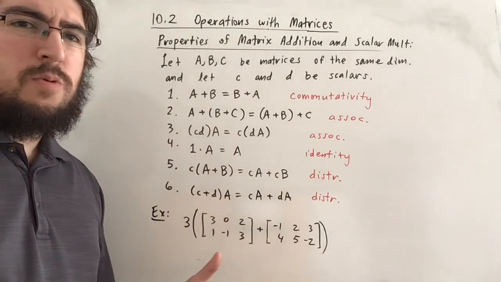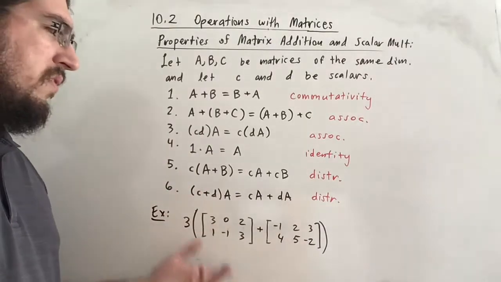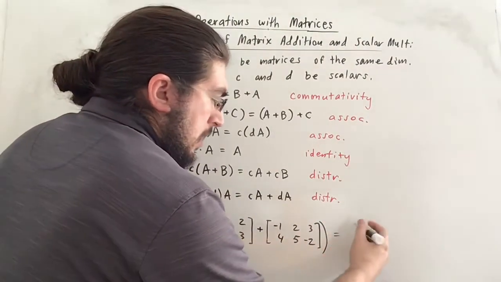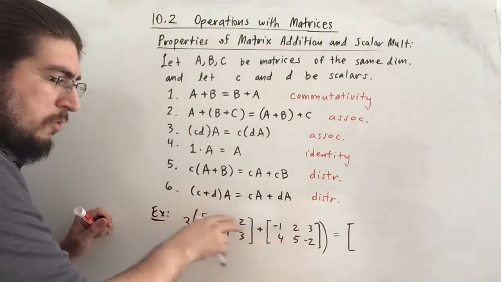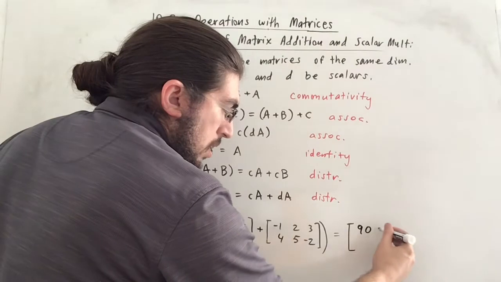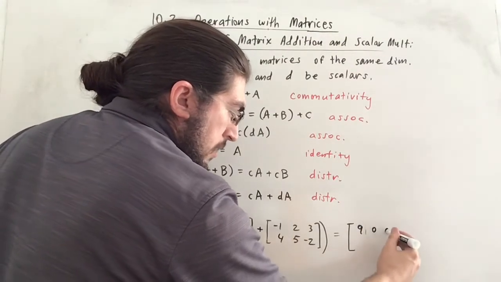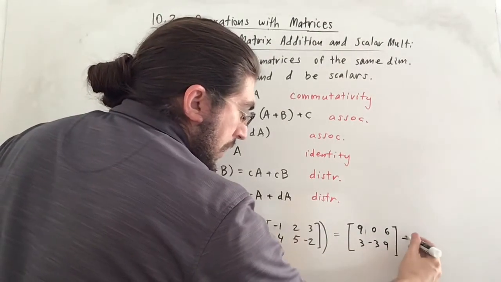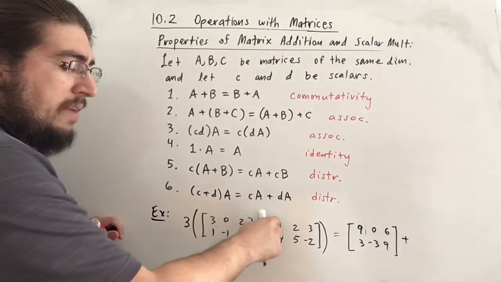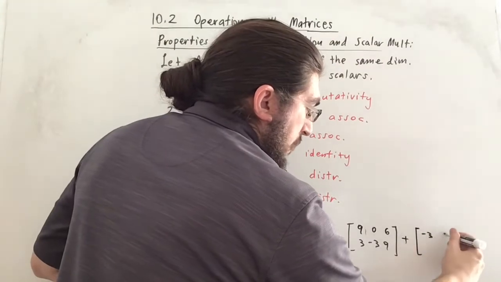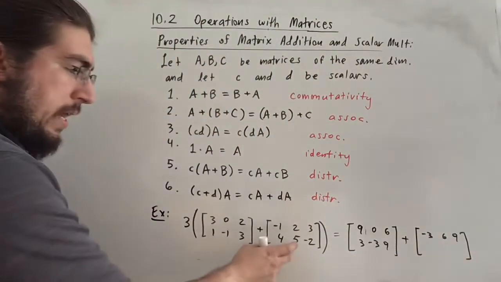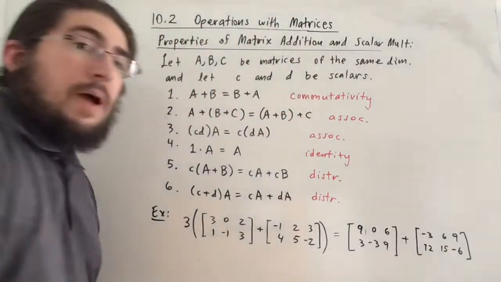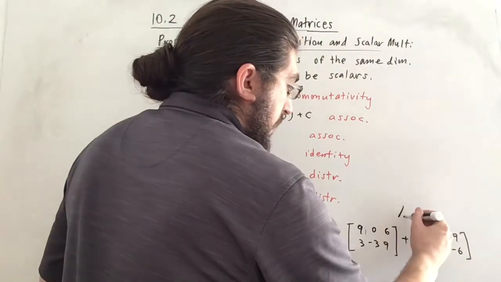So it's something you can think about a little bit if you want, but to be quite honest, we won't really be seeing too many examples involving these. I gave 1 here, but that's really as far as I'm going to go. And here, of course, we can distribute 3 amongst each of these. So here's what I'm going to do. I'm going to do this kind of fast. I'm going to distribute 3 into the first one, so it's 9, 0, 6 on top, and 3, -3, 9 on the bottom. And then plus, distributing 3 into this one now, will give -3, 6, 9 on top. And then for the bottom row, we have 3 times each of these, which is 12, 15, and -6.